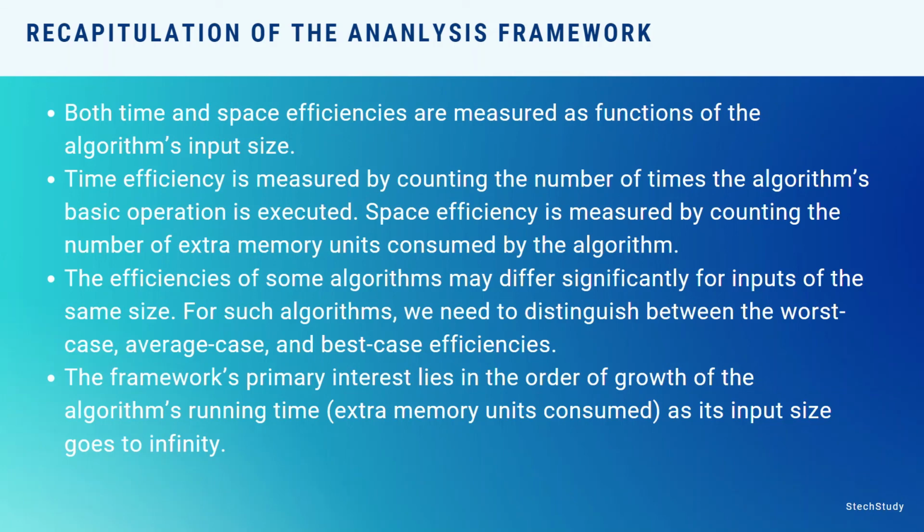Finally, if we recall all the points from the analysis framework, both time and space efficiencies are measured as functions of the algorithm's input size. Time efficiency is measured by counting the number of times the algorithm's basic operation is executed. Space efficiency is measured by counting the number of extra memory units consumed by the algorithm. The efficiencies of some algorithms may differ significantly for inputs of the same size. For such algorithms, we need to distinguish between the worst case, average case and best case efficiencies. The framework's primary interest lies in the order of growth of an algorithm's running time as its input size goes to infinity.